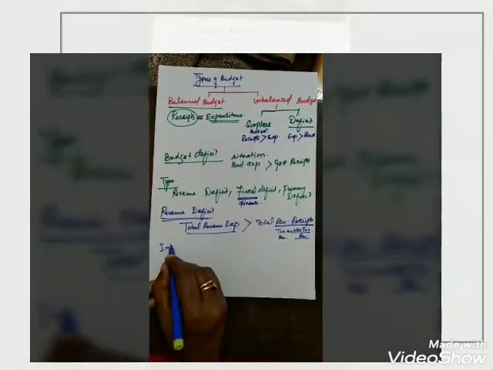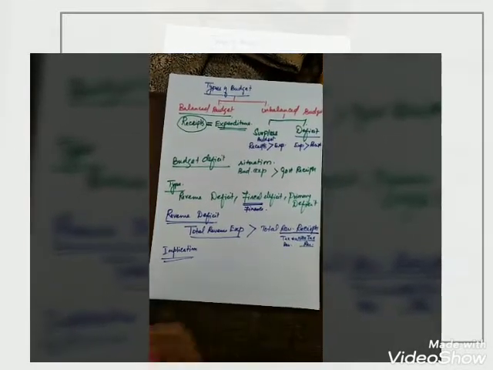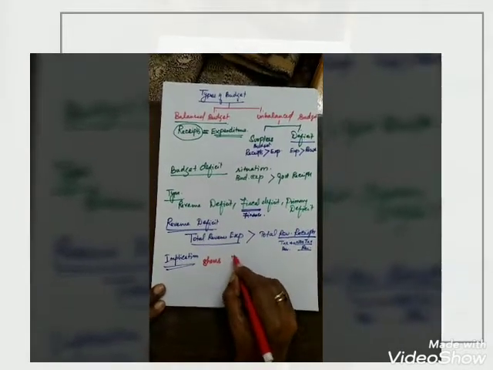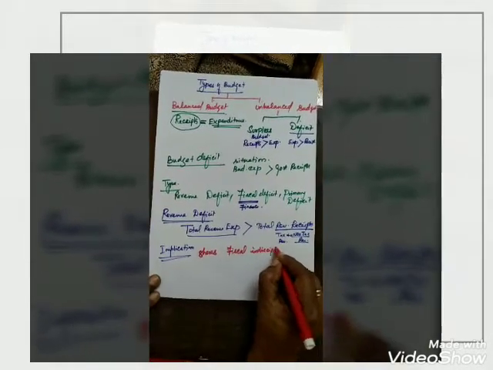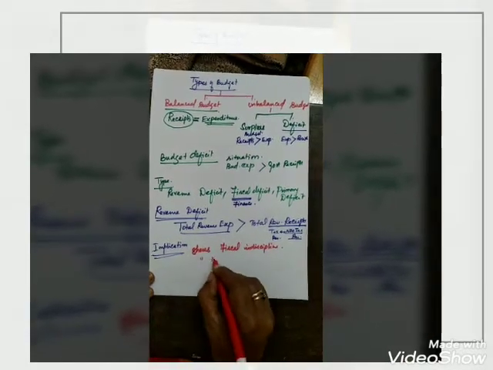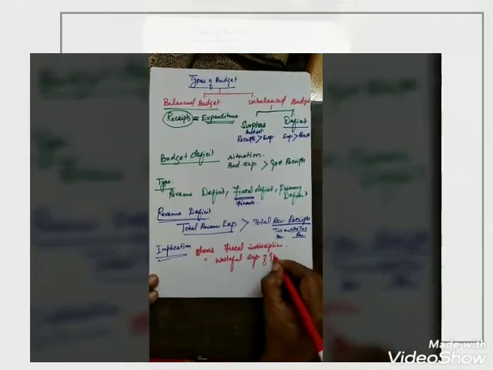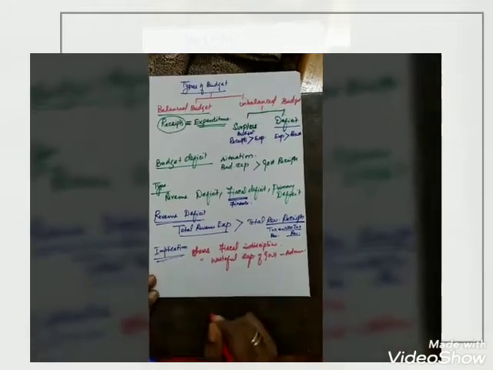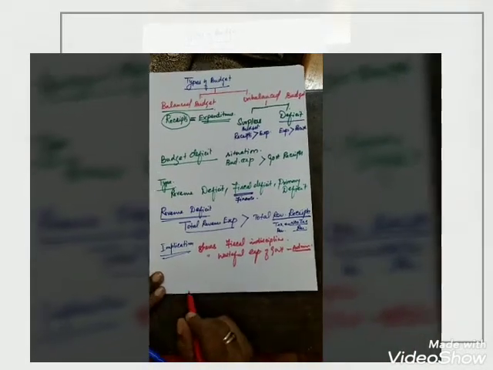So what are the implications? What will be happening? It is a very important question for the board exam. The first implication: it shows fiscal indiscipline. At the same time, it shows the wasteful expenditure of the government, especially for administration purposes.